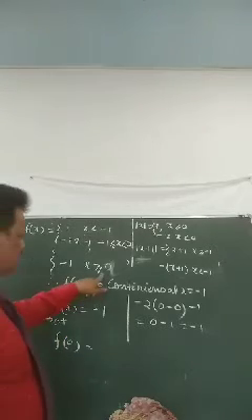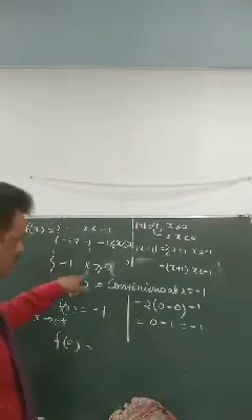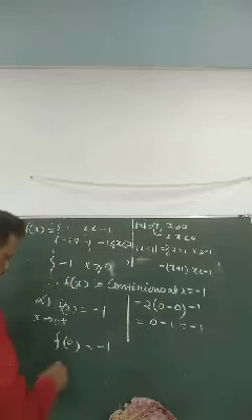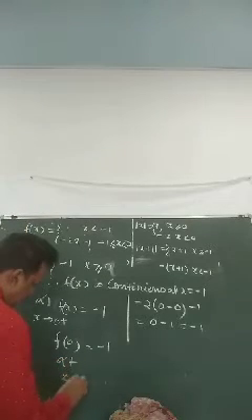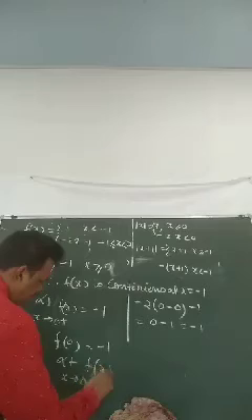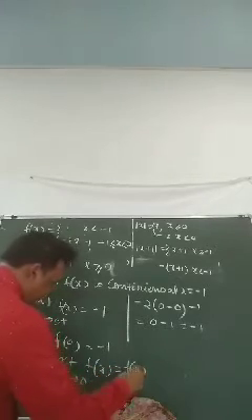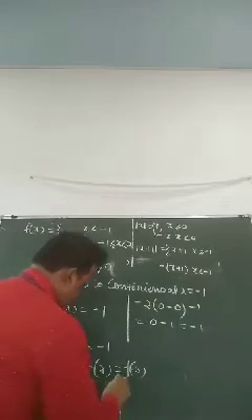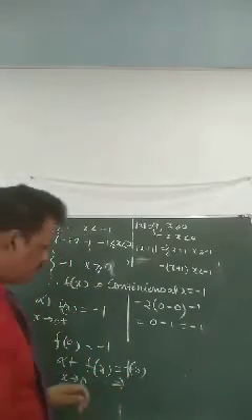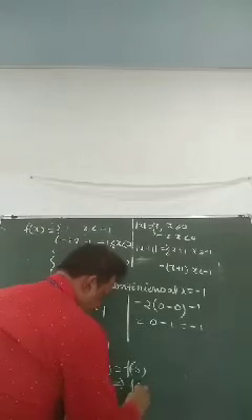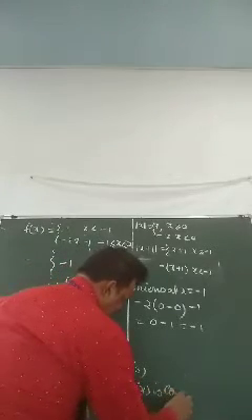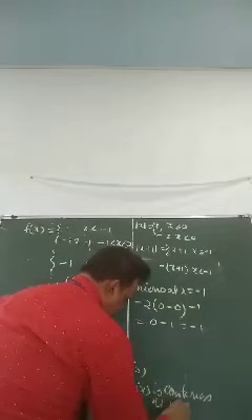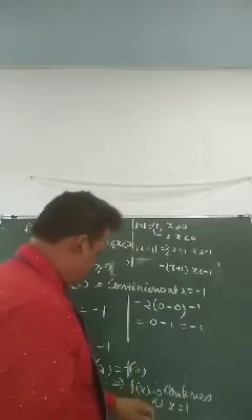f of 0 means where is equality, there we will put 0. So f of 0 value is directly -1. So conclusion, limit x tends to 0 f(x) equals f(0), which means f(x) is continuous at x equals 1. I hope this is clear.